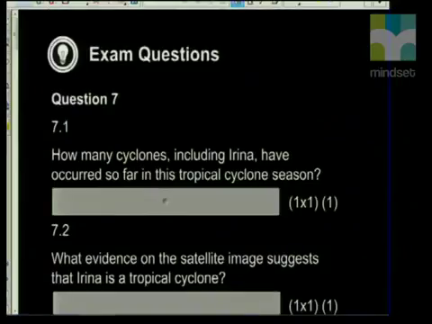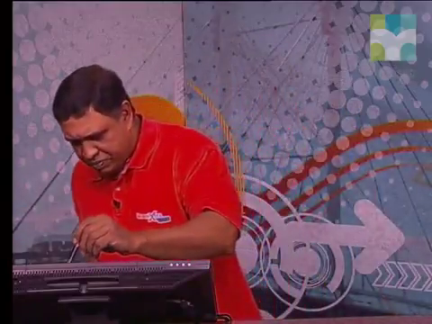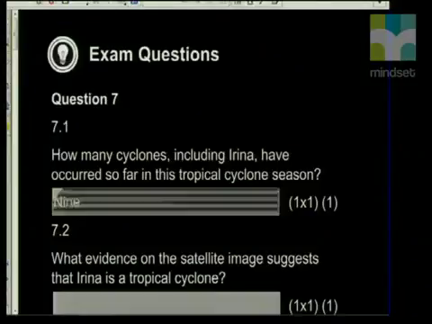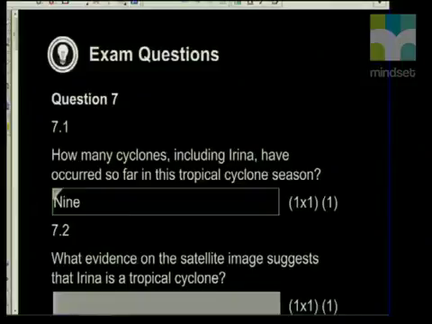Let's look at the questions. How many cyclones, including Irina, have occurred? You know already, cyclones are named according to the occurrence for that year. And I is the ninth letter, so obviously the ninth cyclone. This has confirmed the tropical cyclone in the area. So it's 9. Please note, learners, that it doesn't mean nine have hit Durban. Nine have happened in the Indian Ocean, where it's known as a tropical cyclone.